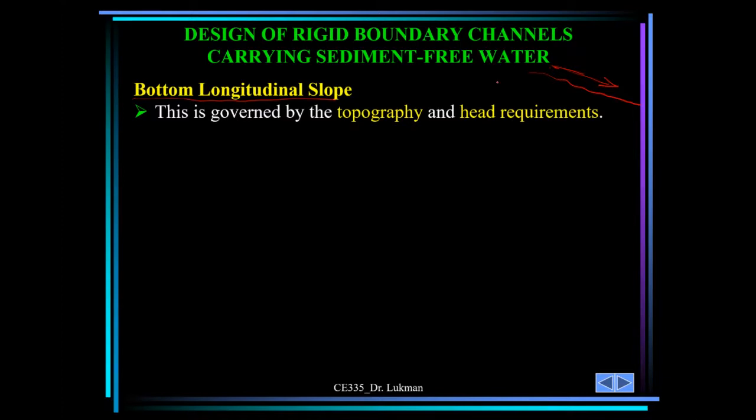Potential energy is simply mgh. This is the height. Mass is constant, g is constant. The only thing that varies is h, above a particular datum. So this is governed by the topography, which is the shape of the catchment, the surface, the topsoil, the shape of the surface of the earth, and the head requirements.